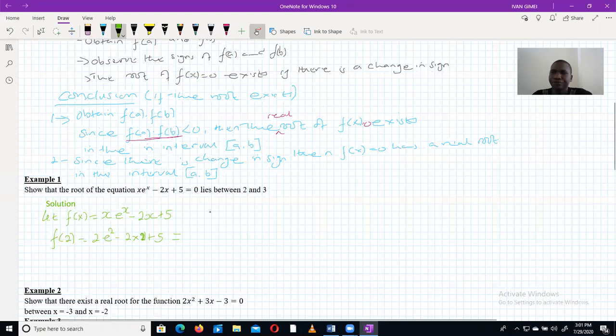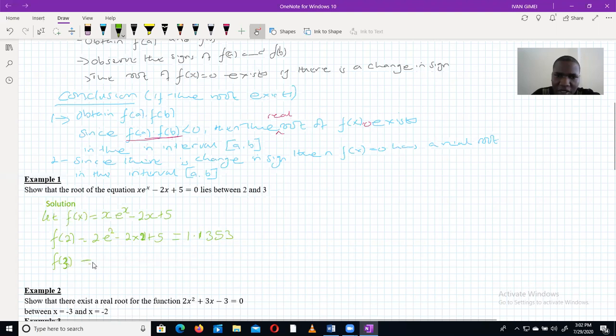Okay, so let's continue. I use my calculator. Let me get the calculator value. So if we put 2^x, we shall get 1.1353. 1.1353.